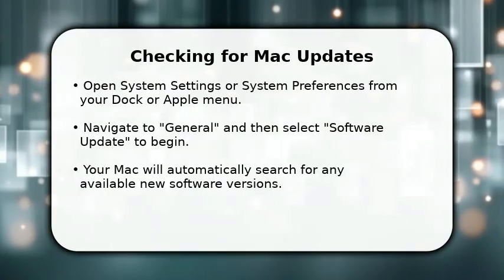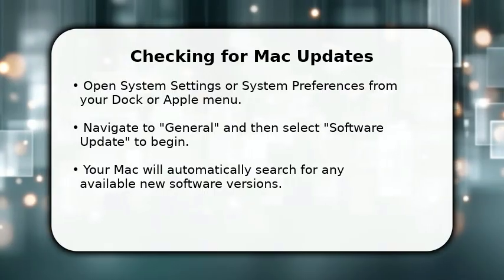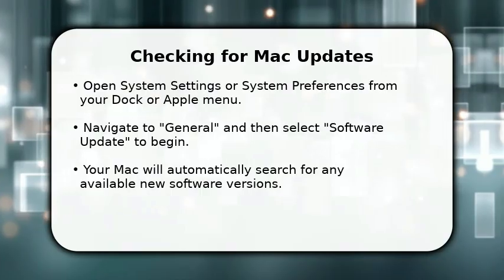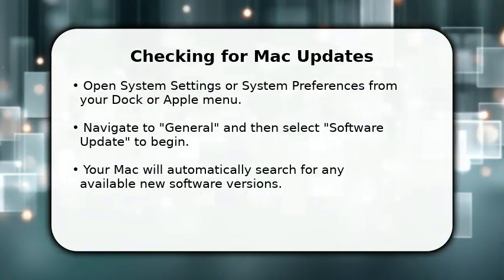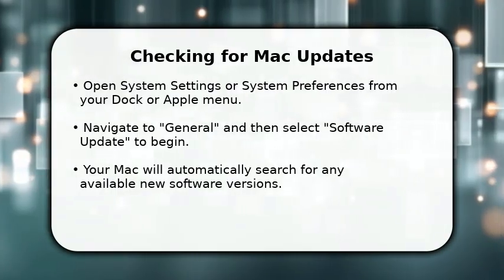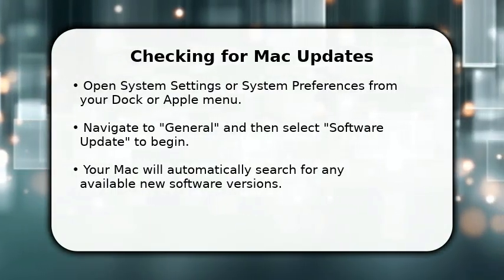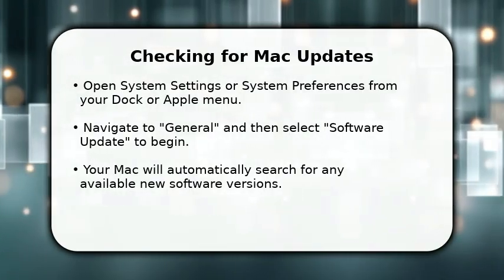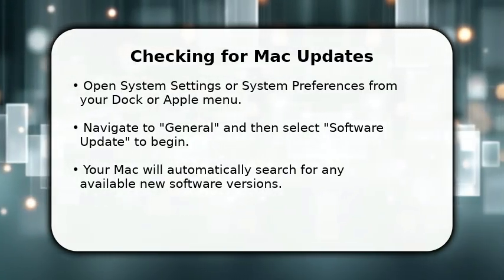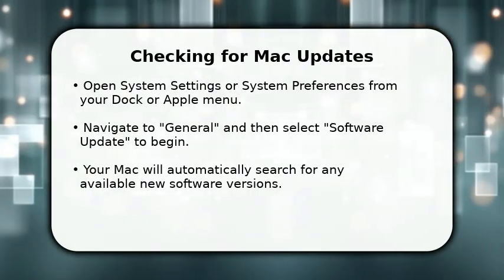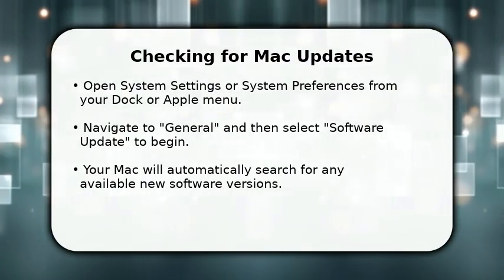In this video, I will explain how to update your Mac software. First, open System Settings or System Preferences from your dock, or by clicking the Apple menu in the top left corner of your screen. Next, click on General and then select Software Update. Your Mac will then automatically check for any new macOS versions or security updates available for your device. This simple step ensures you always have the latest features and protections.